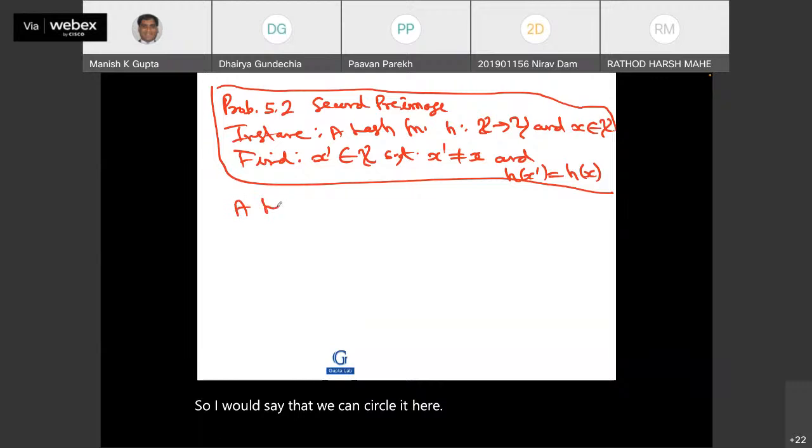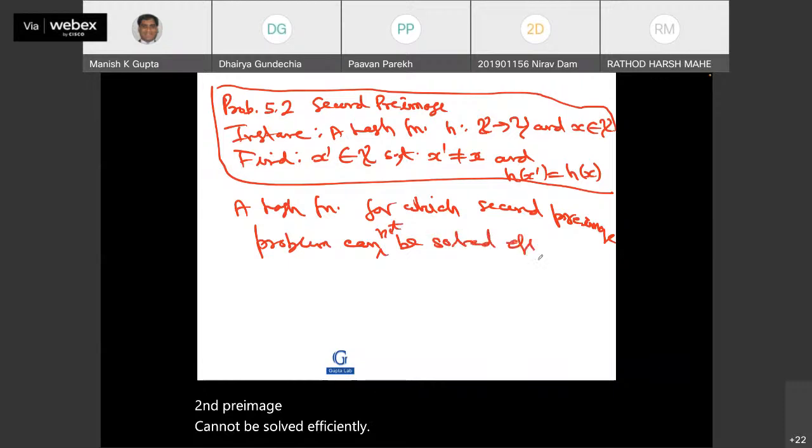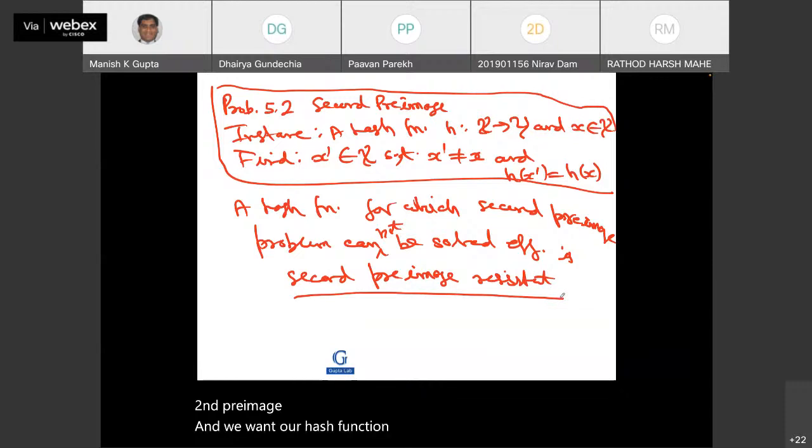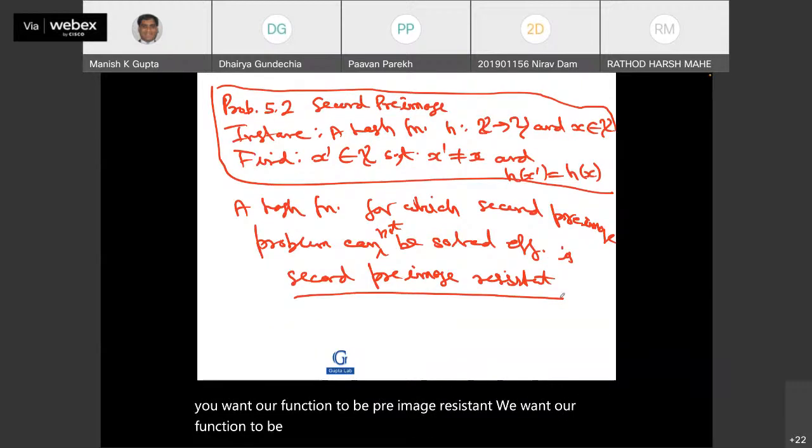A hash function for which the second pre-image problem cannot be solved efficiently is called second preimage resistant. We want our function to be preimage resistant, and we want our function to be second preimage resistant.